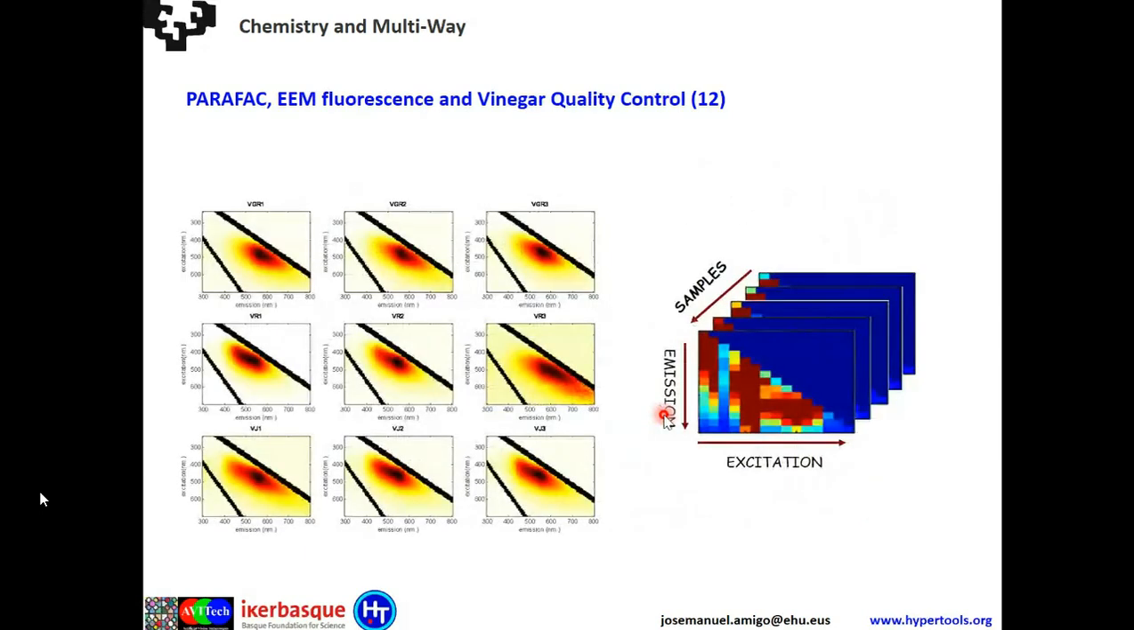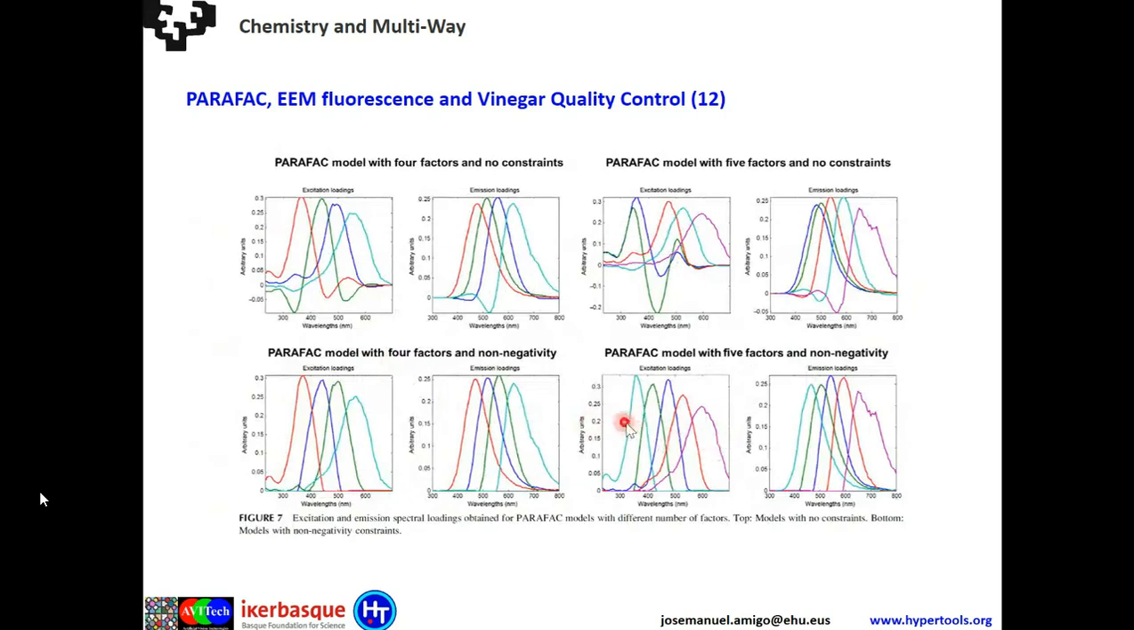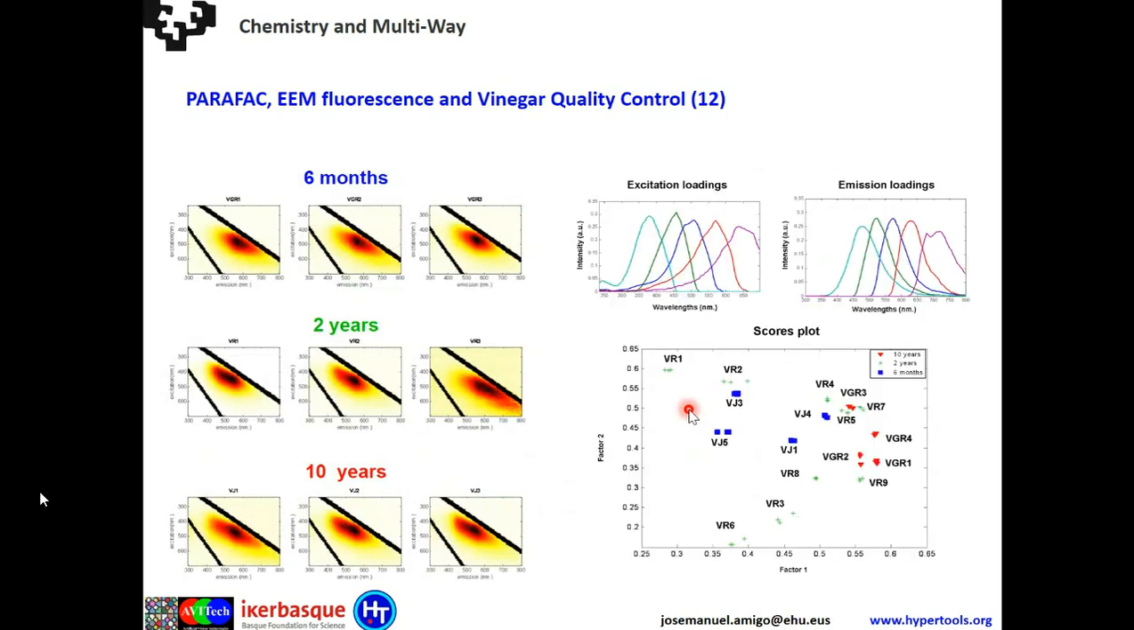Let me show you the data again. This is the data, okay? So the good thing is that we can extract up to 5 components, okay? And not only that, we can check if those components have chemical meaning. Of course, they do have chemical meaning, but also with the scores, with this third mode, what we can do is to represent them as we do with PCA. This is factor 1 against factor 2, and we can differentiate those vinegars due to, in this case, the different aging of the vinegars, okay?